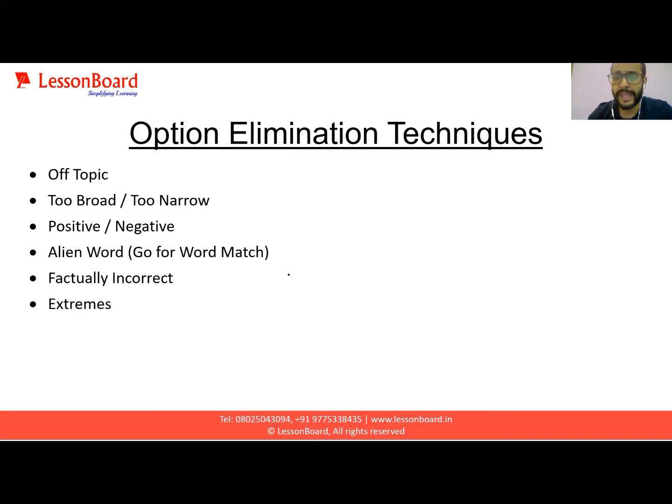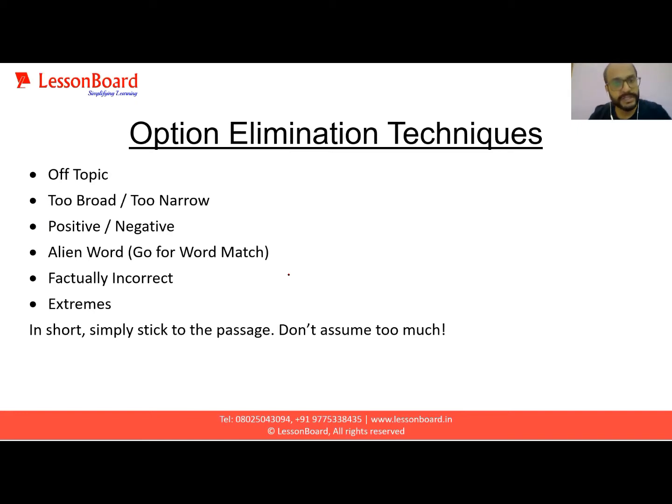Any answer option, this I think we discussed earlier also, that's extreme will usually be wrong. Now, in short, simply stick to the passage. You have to simply stick to the information that's given in the passage, and you cannot assume too much. If you assume too much, then you probably might get it just wrong. So you have to remain within the periphery of the information that has been presented to you in the passage. Nothing from outside. No assumptions. Remember that, guys.